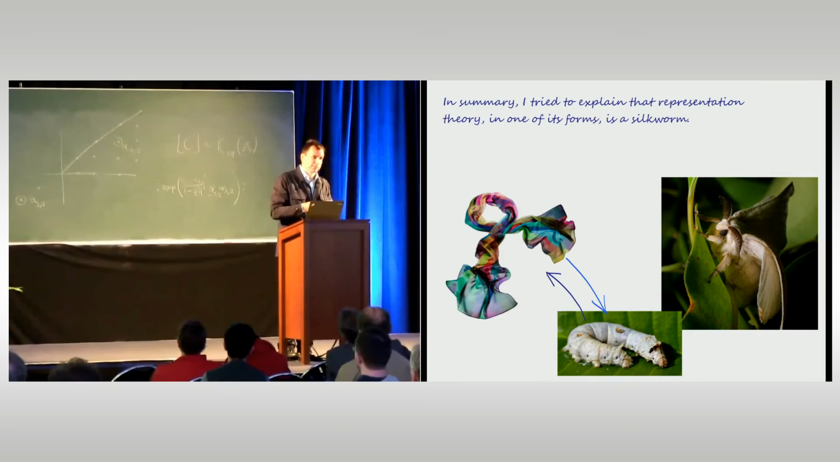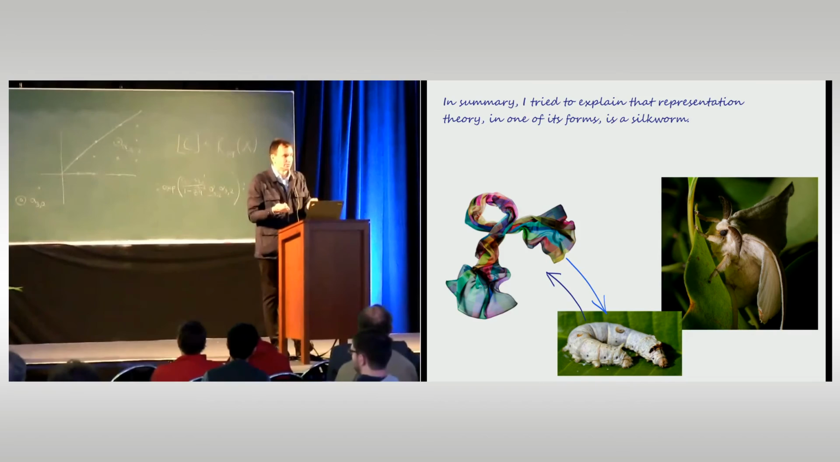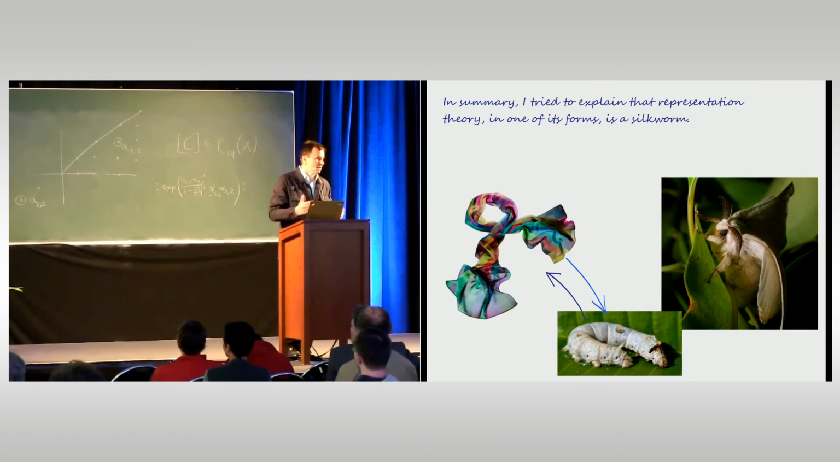This is an example. This falls in the general category that representation theory helps you to diagonalize specific operators of mathematical physics or understand specific operators of mathematical physics. And in this case, it acts as a silkworm by producing that thread from which we can build the threefold.